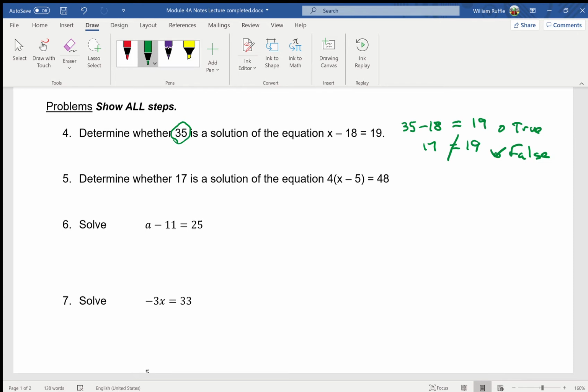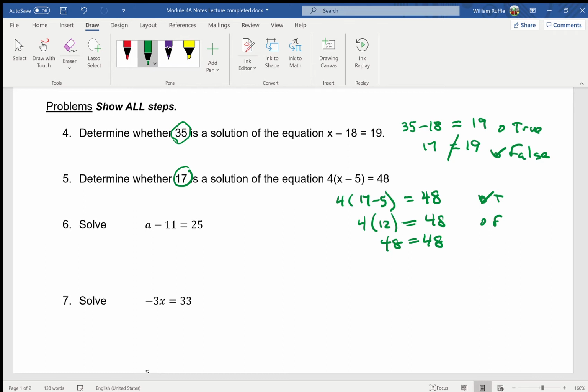In the next question, we're going to put 17 in. So it's 4 times 17 minus 5. Does it equal 48? Well, 4 times 12 is 48. So 48 equals 48. So this time, if I had the true false here, I would click true. And that's all there are. A couple questions. Very simple.